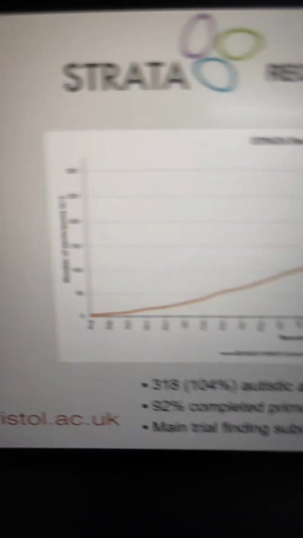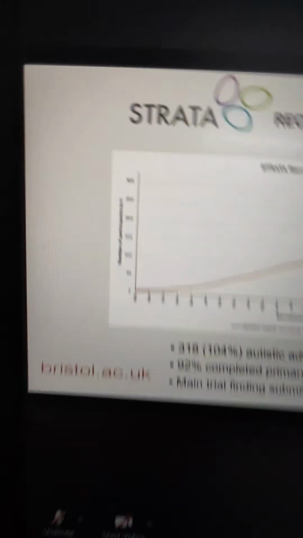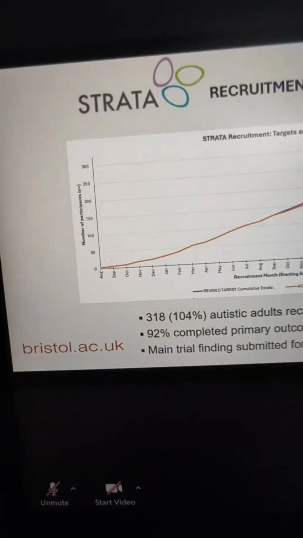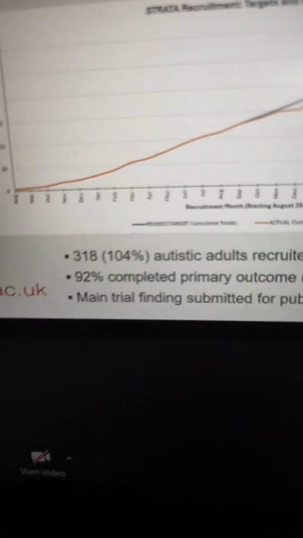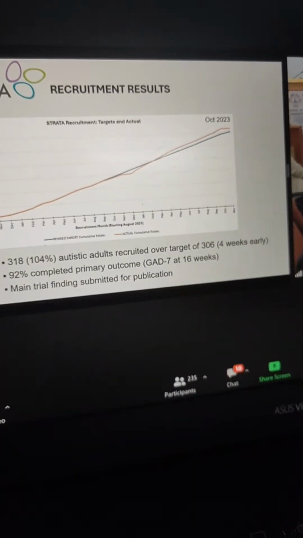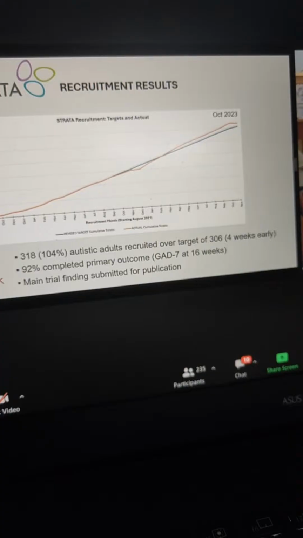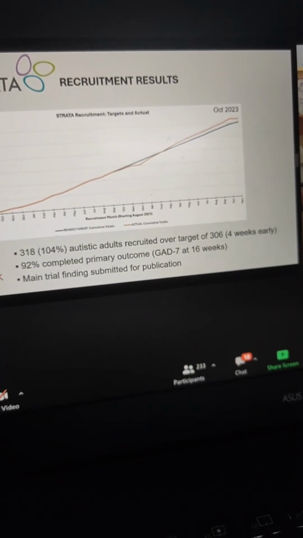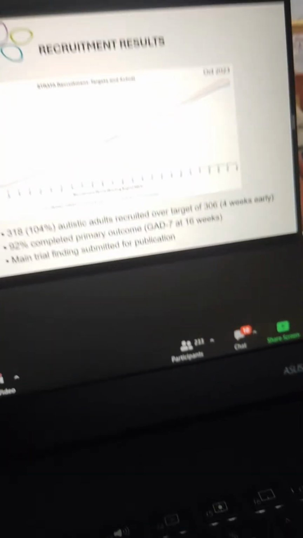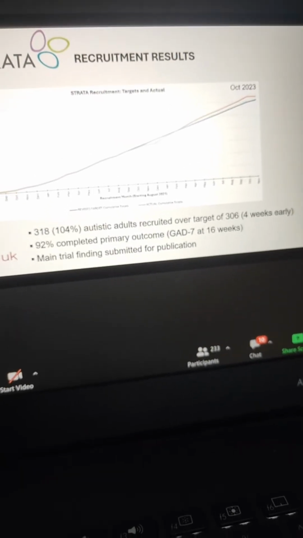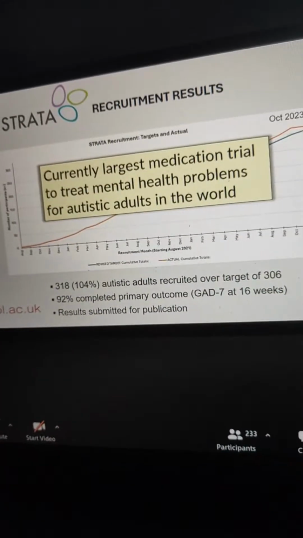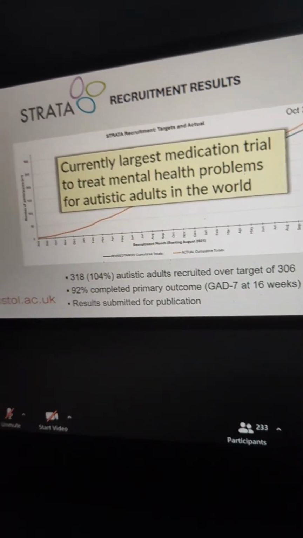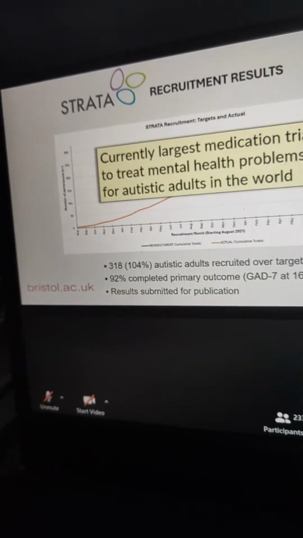Not only did we recruit, but we retained the patients as well, which is really important. 92% completed the primary outcome at 4 months. We also had a secondary outcome at 52 weeks, so at a year we had, I think it was, 87% retention rate, which for this population, for this trial, is phenomenal. And the findings are being submitted for publication at the moment. It is currently the largest medication trial to treat mental health problems for autistic adults in the world.